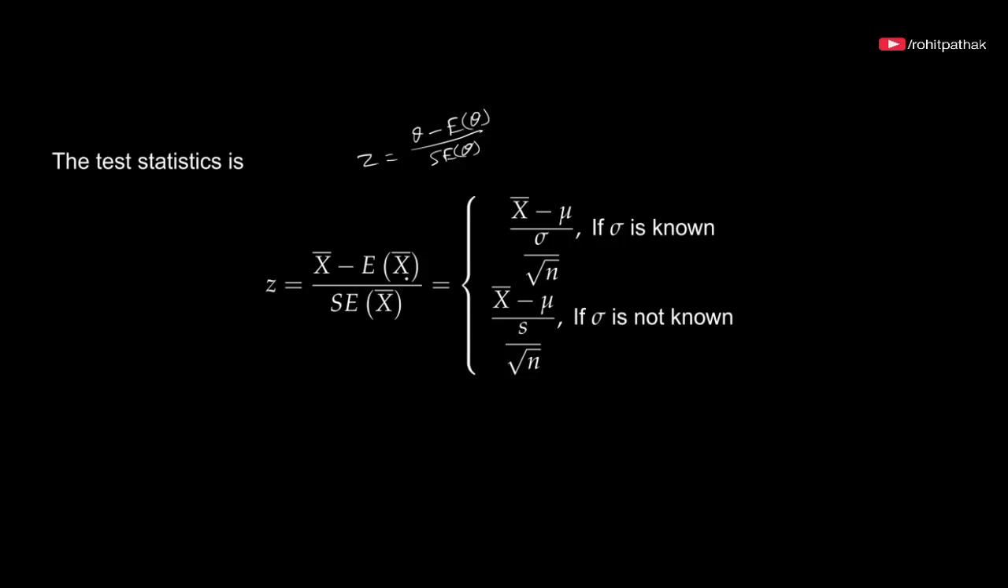So the test statistic will become x bar minus mu by sigma upon root n if sigma is known. In most cases it is not known, so it is x bar minus mu upon s by root n if sigma is not known. In most cases you are given the sample standard deviation. Here s is the sample standard deviation. So whichever is given you must use here. So this is the test statistic for testing the significance of the difference between the sample mean and the population mean.